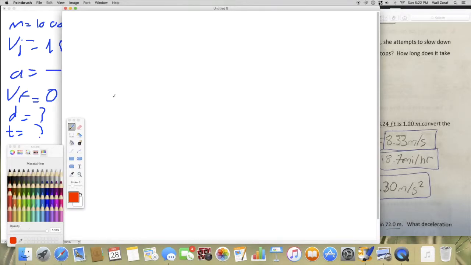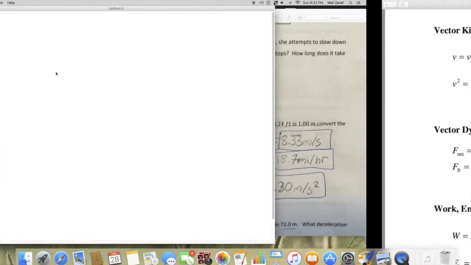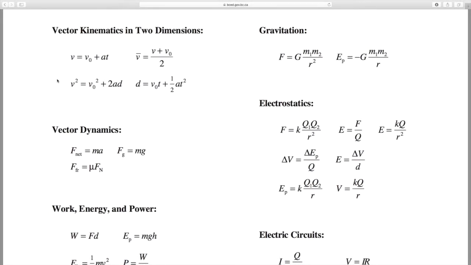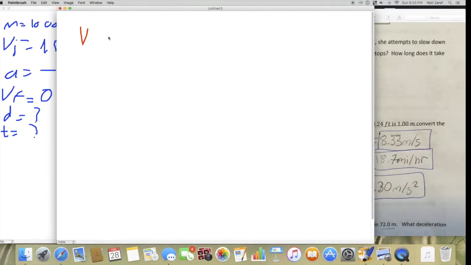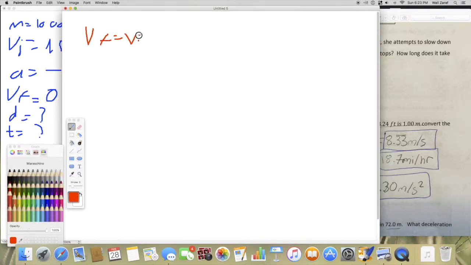Now, all we gotta do now is find time and we can call it a day. If we go back to our handy-dandy formulas, what do we have that we can use to find t? Well, we can use this guy now that we have d. We can't use this guy, so I recommend going for this guy. This is the simplest one. So, Vf is equal to Vi plus at. Vf, as we established earlier, is 0. So, get t by itself. Negative Vi over a. We'll give it time.